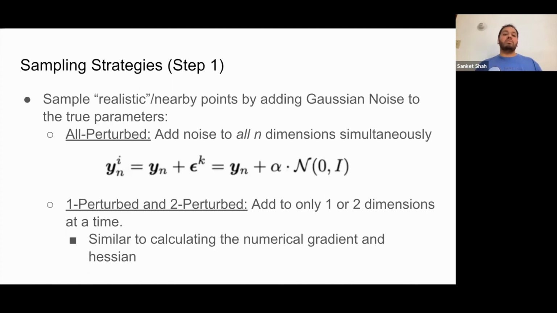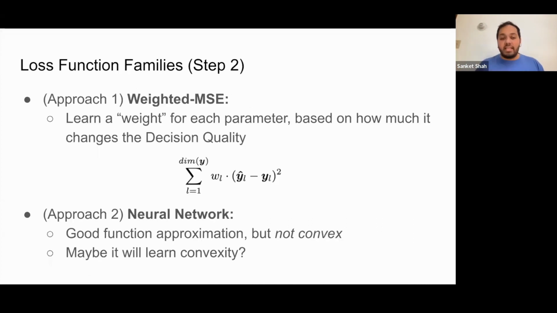Okay, so we use this to generate a bunch of data sets, right? And then, given that we have these data sets, what family of loss functions should we choose? We want something that's convex by construction, but also expressive enough to model the decision loss, right? And so one thing we can do is we can take MSE, which is a standard prediction loss for regression tasks.